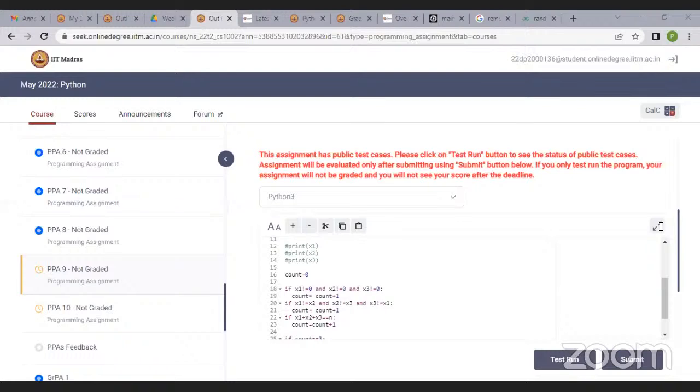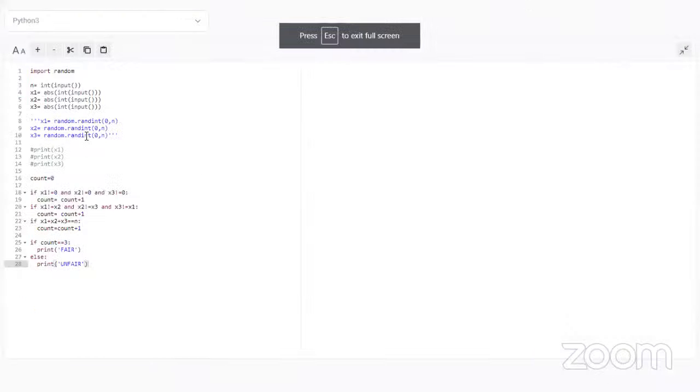So is my screen visible? Yes, it is visible. Are you able to see it correctly? Sorry, I didn't hear. Continue.